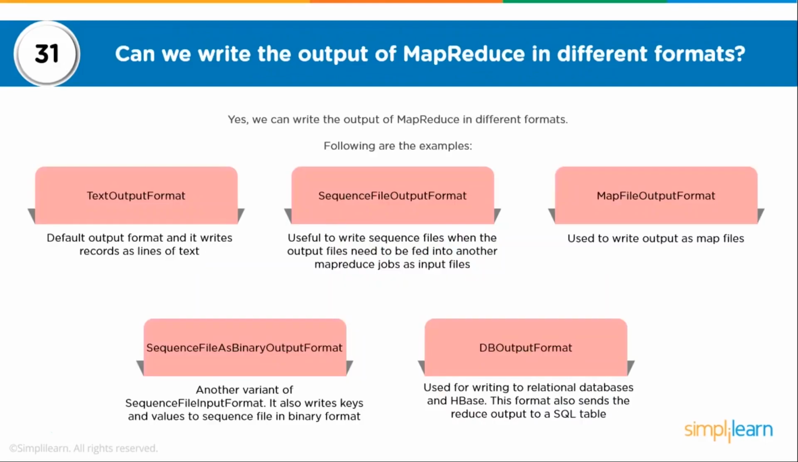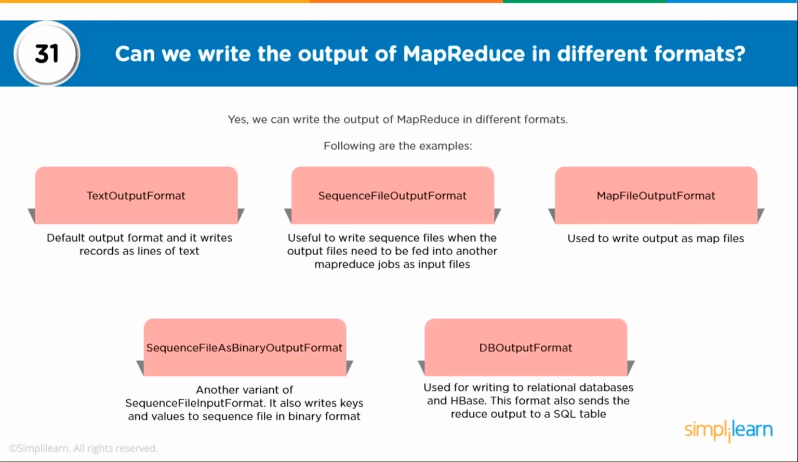Now, can we write the output of MapReduce in different formats? Of course we can. Hadoop supports various input and output formats. So you could have the default format, that is text output format, wherein records are written as lines of text. You could have sequence file, which is basically to write sequence files or binary format files, where your output files need to be fed into another MapReduce job.